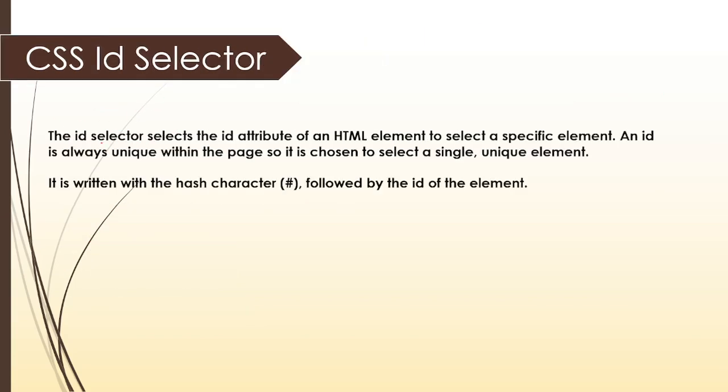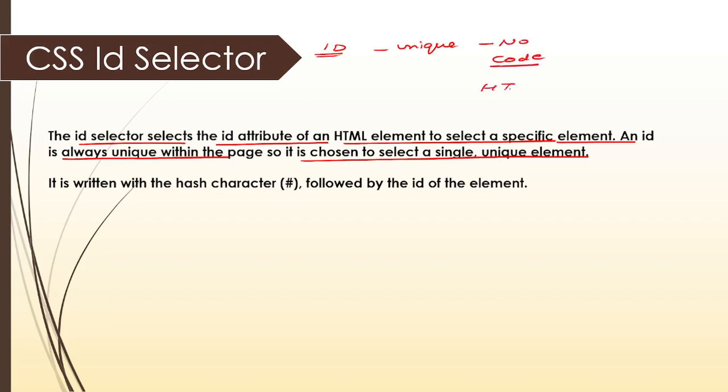As you can see here, the basic definition: the ID selector selects the ID attribute of an HTML element to select a specific element. An ID is always unique within the page, so it is chosen to select a single, unique element. Remember this point, that an ID is always a unique name or code that we give to any HTML element. Practically, I will tell you everything clearly.